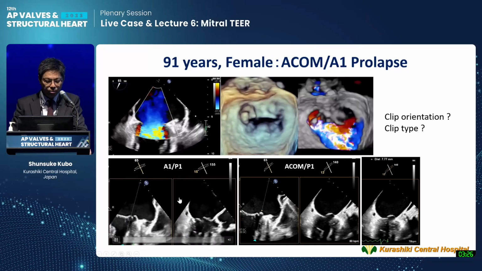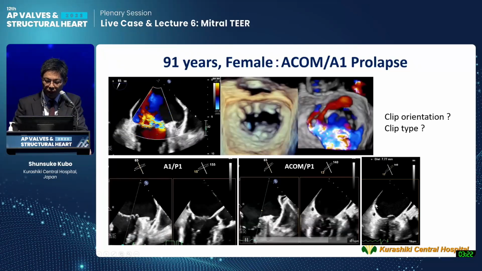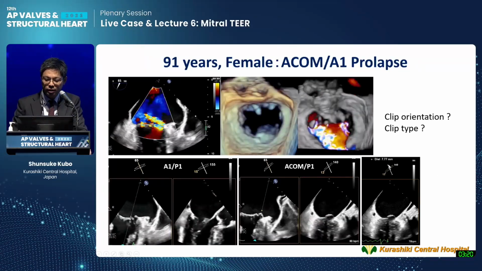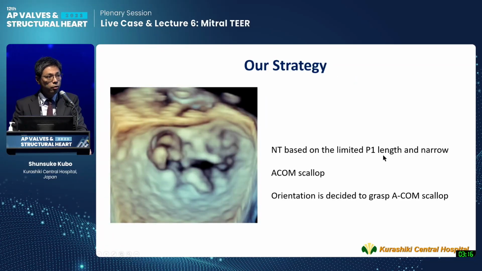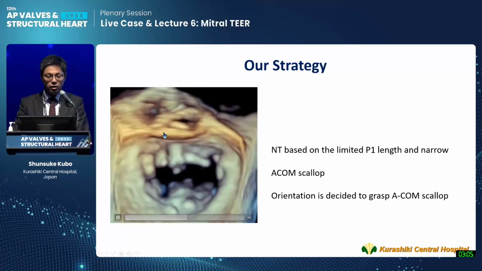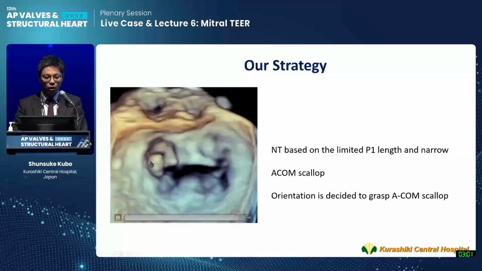So this is the A1, P1, and this is the anterior commissure and P1. So P1 length is very limited, less than 8 millimeter. So what is the strategy? So we choose the NT clip based on the limited P1 length and the very narrow anterior commissure scallop. Orientation is decided to grasp the disc prolapse.